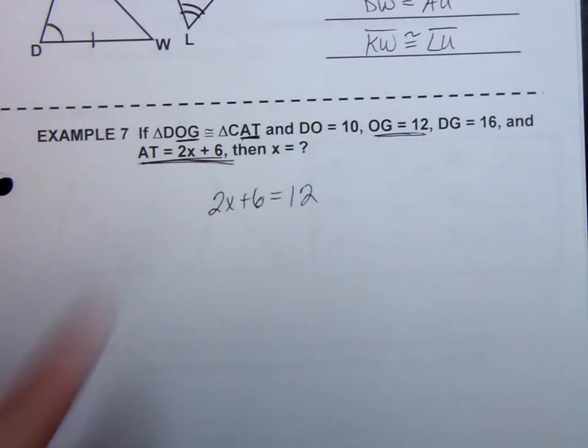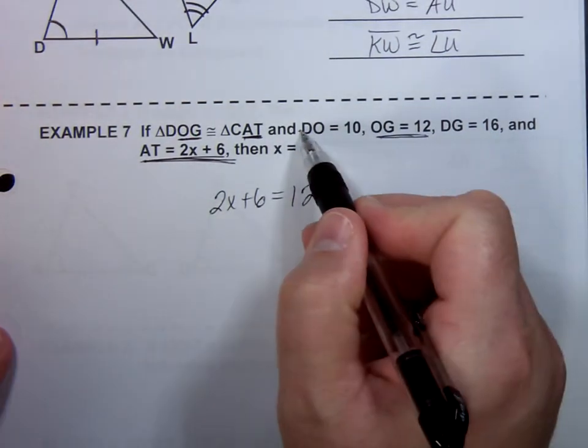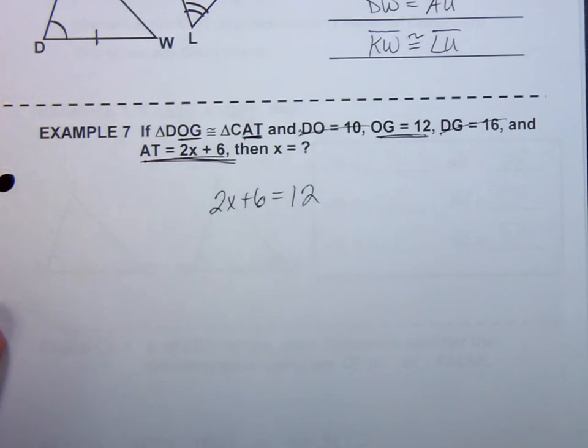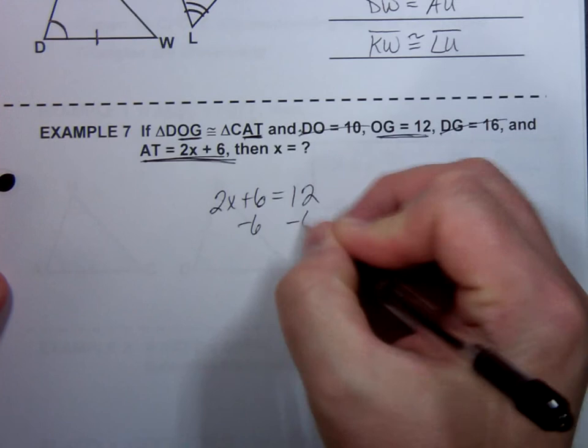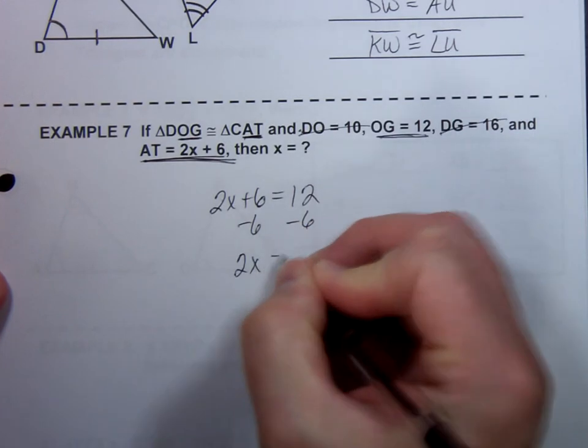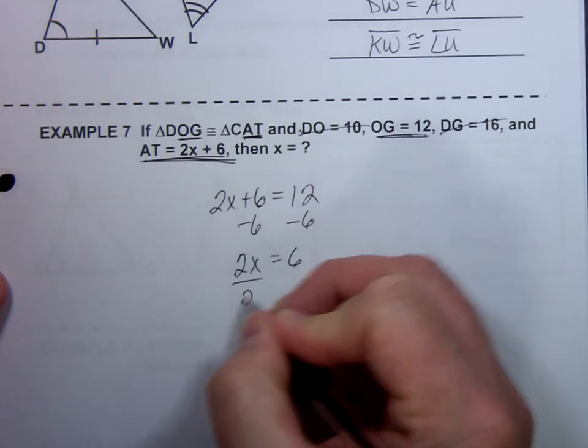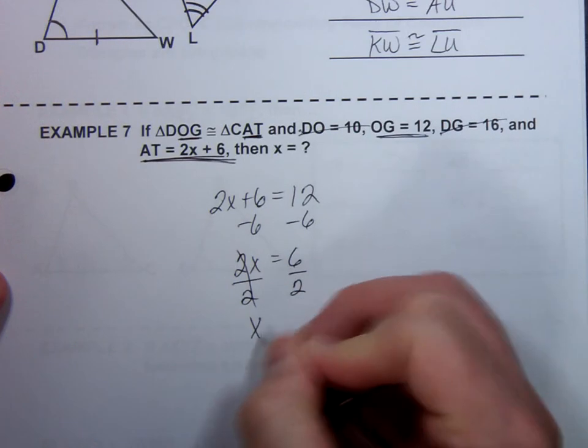Why do we have this other stuff in here? That's just extra information you don't need, to throw you off, to see if you could figure out what corresponds with what so you could set up the equation correctly. So we don't need that other information there. Solve for x. Subtract the 6. Divide off the 2. And we find out that x is 3.